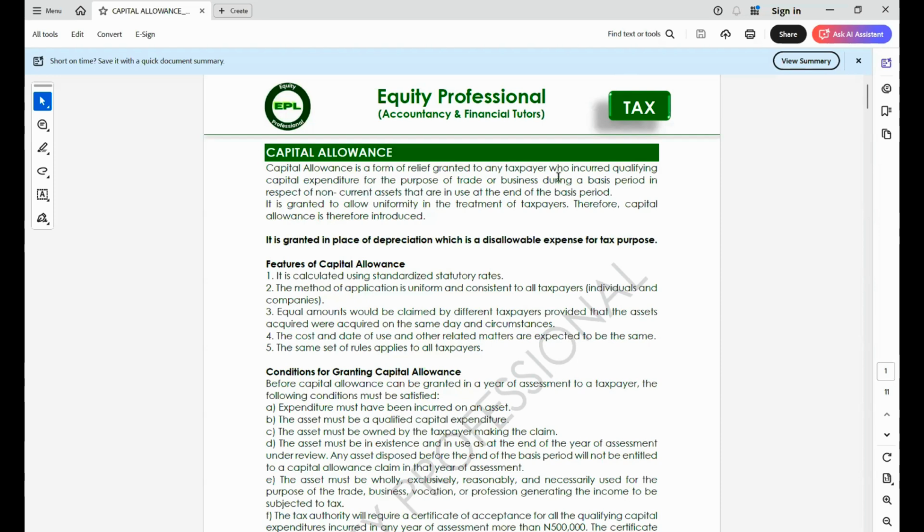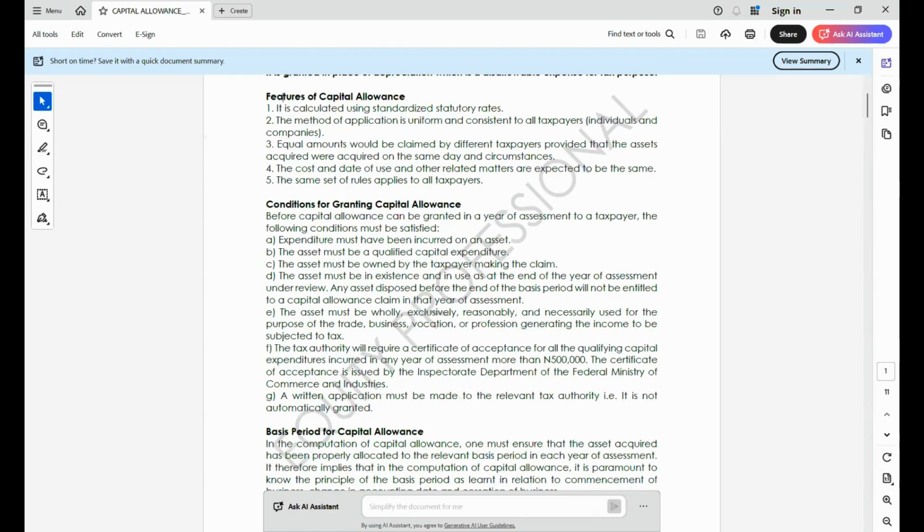We started with the basis of assessment, and we have been able to look at the three scenarios under it: the commencement, the cessation and change of accounting date. Today we'll be moving to another topic, which is capital allowance. It's also a major part of our syllabus, which we need to familiarize ourselves with.